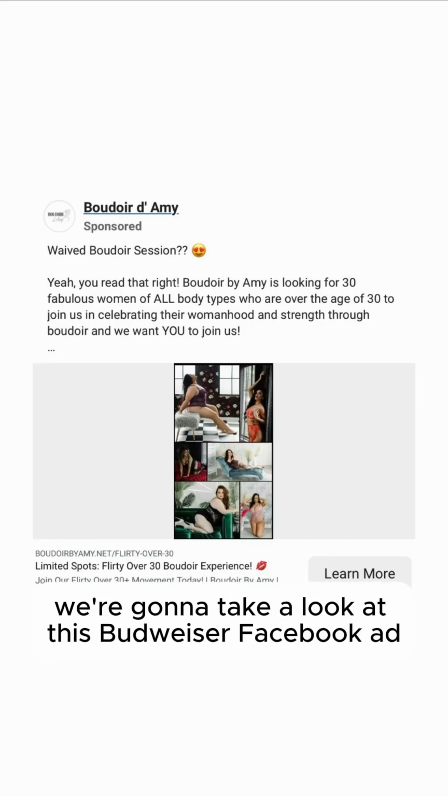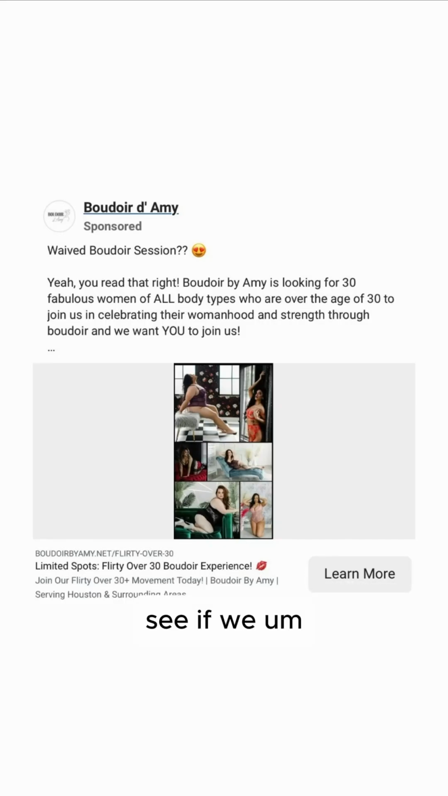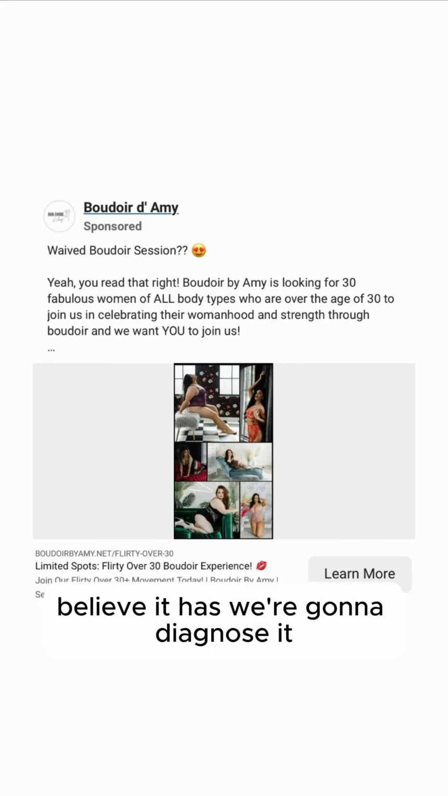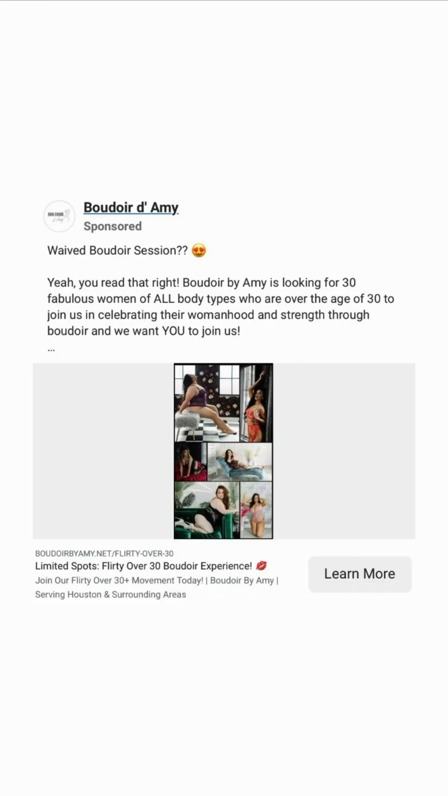All right, y'all, we're going to take a look at this Boudoir Facebook ad, diagnose it, and see if we believe it has BLCS, aka Boudoir low click syndrome.